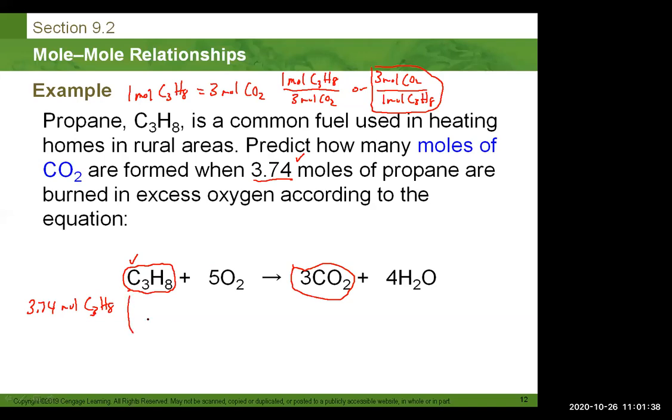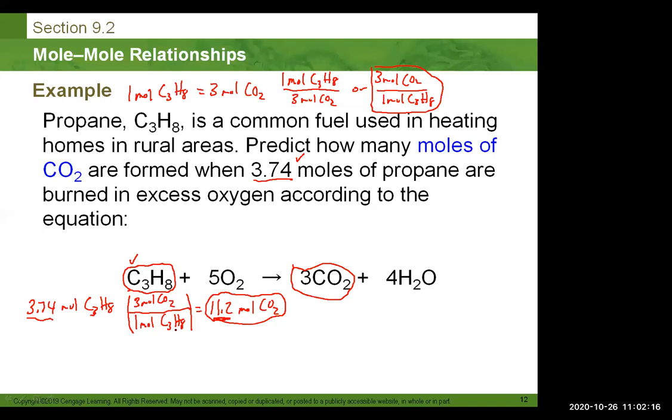So if we do that, the 1 mole of propane from the balanced equation gives us 3 moles of CO2, also from the balanced equation. And we will end up with 3.74 times 3, which gives us something like 11.2 moles of CO2. And this would be our answer here because we are looking for moles. And by the way, 3 sig figs here, 3 sig figs in terms of our answer.